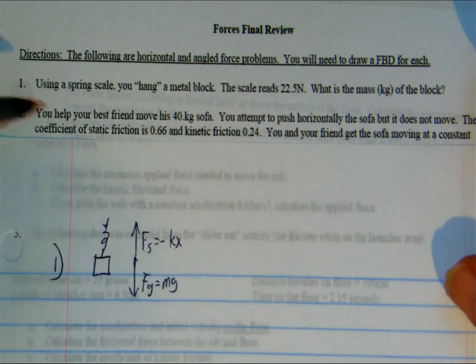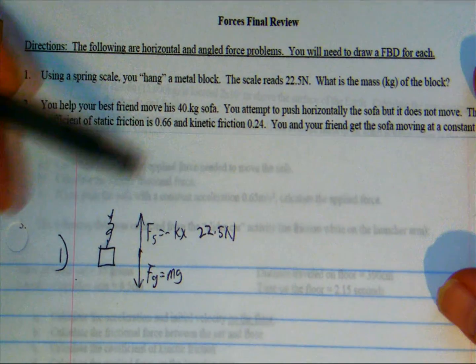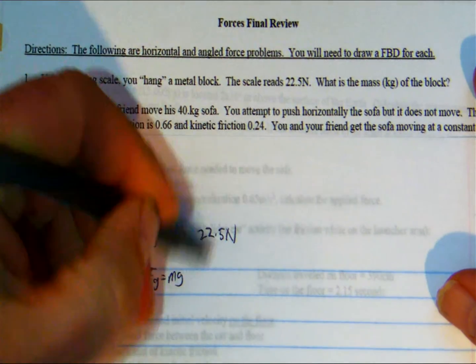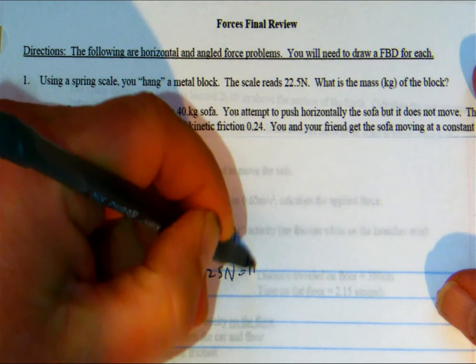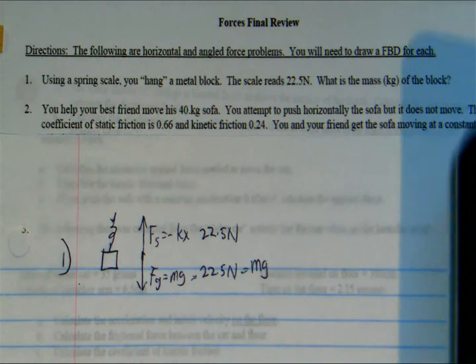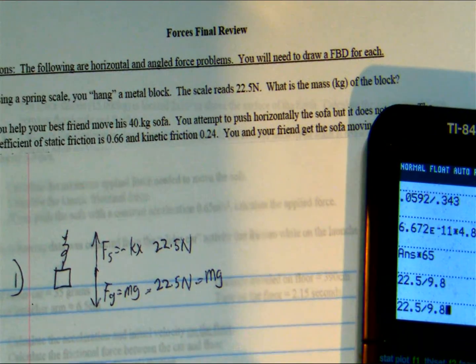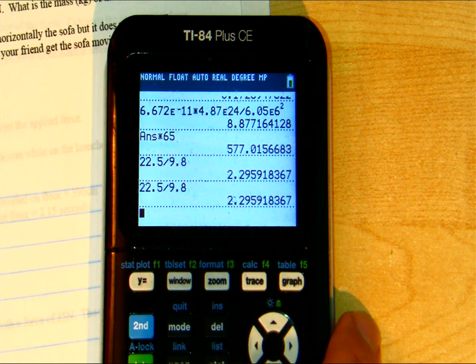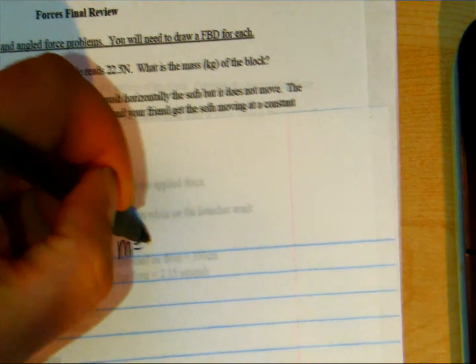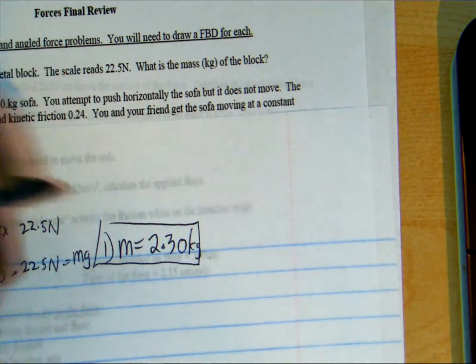In problem number one, it states the spring scale's reading an upward force of 22.5 newtons. Therefore, since the mass is not accelerating, the weight of the hanging mass is also 22.5 newtons. And that is the product of mass times acceleration due to gravity. So if I take 22.5 and divide it by 9.80, I get 2.295918367, which becomes 2.30 kilograms. And that would be the answer to number one.